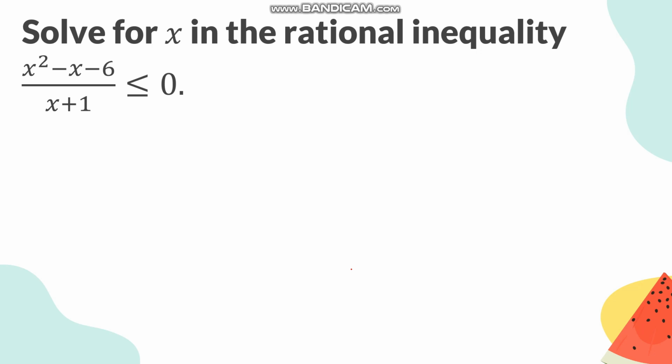Let's have another example. Let's say we have (x squared minus x minus 6) over (x plus 1) less than or equal to 0. So first we have to identify the critical values. For the critical values, we have to equate the numerator and the denominator to 0 and then solve for x.